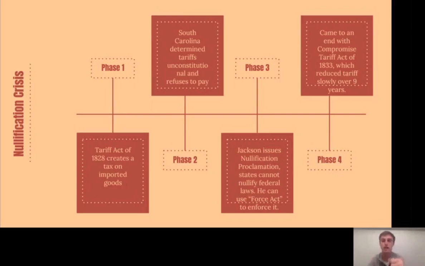And they actually work out a compromise eventually where those taxes get paid, but at a much lower rate that reduces over 9 years. Now, the nullification crisis looking forward is really important because it's an example of when the South tries to ignore presidential authority or tries to ignore national mandates, which you're going to see close to the Civil War, specifically from South Carolina again.